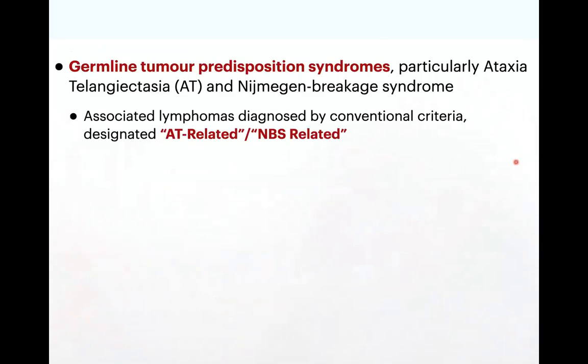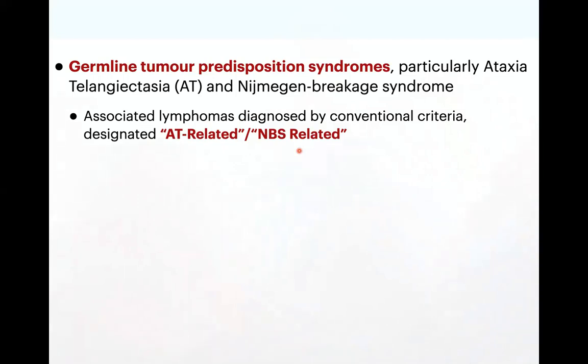The germline tumor predisposition syndromes. Genetic predisposition is known for many lymphoid proliferations, like genetic conditions such as ataxia telangiectasia and Nijmegen breakage syndrome. So in these cases, how do you categorize the diseases? You diagnose them by the conventional criteria, like Burkitt's lymphoma or anything, and then you put at the end of the diagnosis, AT related, that is ataxia telangiectasia related, or NBS related. Why is it important to put them like this?